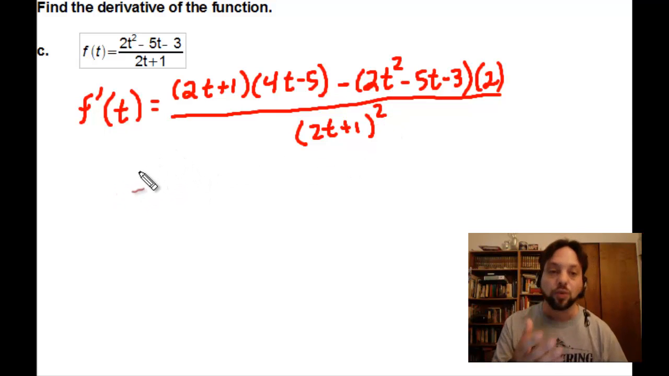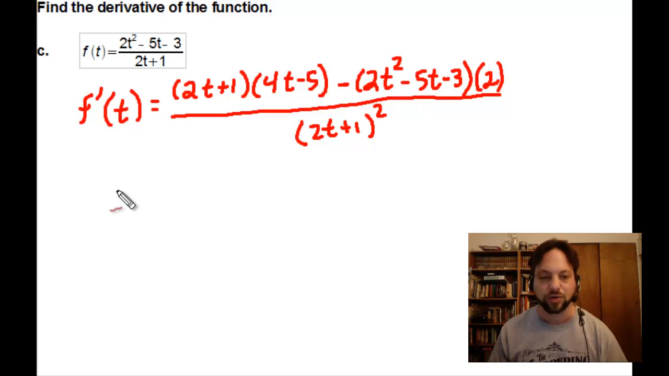Now, if you want, we can go ahead and simplify this. I know a lot of you still have that simplification bug in you from previous math courses where everything needs to be simplified.